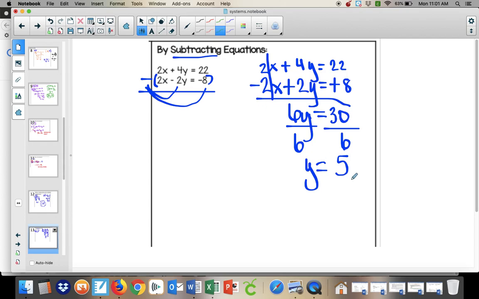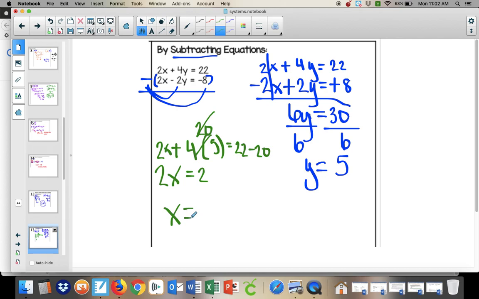Now, like we've been doing, we take our y value and plug it back in. Now, if I use the bottom, I use the original equation. I'm just going to use the top. So 2x plus 4 times y, which is 5, is 22. So 2x plus 20 is 22. So I'm going to take away 20 here. So 2x is left with 2. x equals 1.